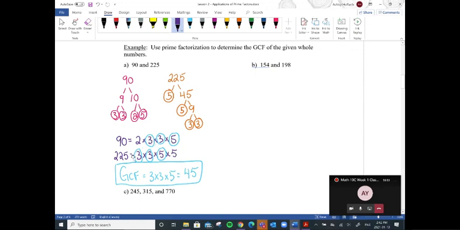So you only write down what's common. You don't write down 3, 3, 3, 3, 5, 5. You only write down, okay, they both have 1 3, so 1 3 goes here. They both have a second 3, so a second 3 goes there. They both have 1 5, so 1 5 goes there. And then you just multiply those numbers together.